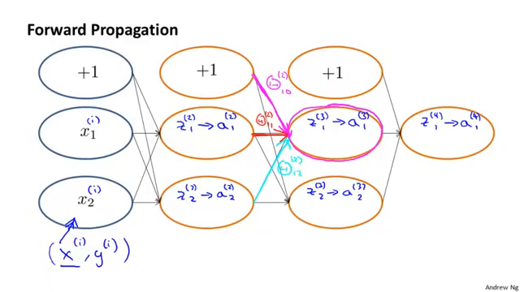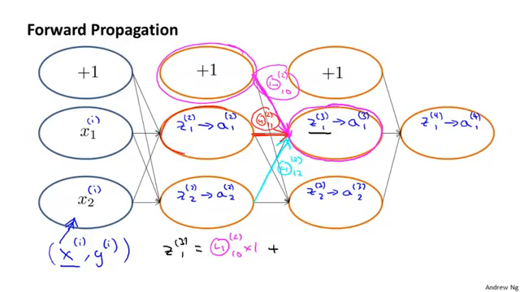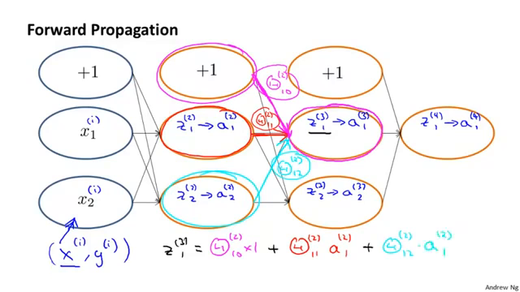So the way we compute this value, z31, is as equal to this magenta weight times this value, so that's theta 210 times 1, and then plus this red weight times this value, so that's theta 211 times a21, and finally this cyan weight times this value, which is therefore plus theta 212 times a21. And so that's forward propagation.